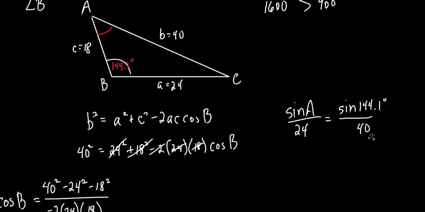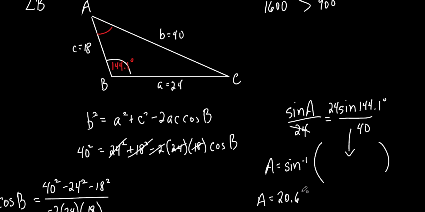All right, let's do the math again. Same thing that we did on the last one. Multiply both sides by 24, so put the 24 right there, and then get A by itself. So when we get A by itself, it's just the inverse sine of all that mess right there. I won't rewrite it just because of time. And then you do all that and you get 20.6 degrees. Once you got that, then it's clear sailing from here on out.